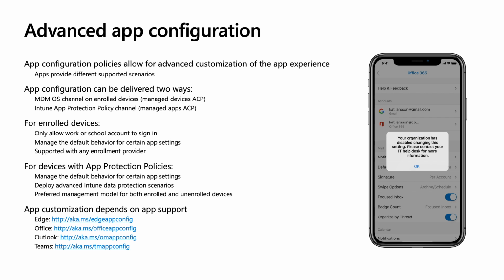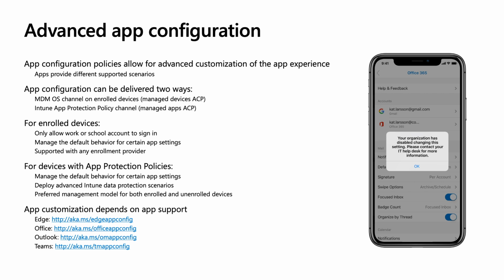For devices using application protection policies, we actually also get the ability to do some pretty granular things. For example, we get the ability to manage the default behavior for certain application settings, as well as deploy advanced Intune data protection scenarios using application protection policies. Our preferred management model works both for managed and unmanaged devices. The app customization really depends on the application support. So we gave you a quick start guide for deploying customization for Edge, Office, Outlook, and Teams. We really hope this helps you in your Microsoft 365 journey.